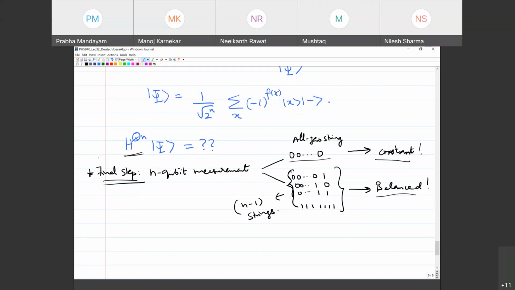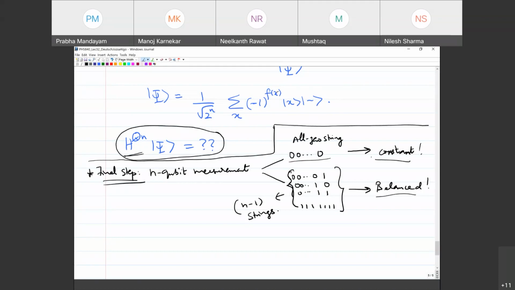But we have to complete this discussion, and we'll do that on Monday, where I'll expand this out. We'll try to understand how it happens that if it's constant, it's all zero, and if it's balanced, it is not the all zero string. It is one of the other strings. I hope the logic is clear, and let us stop here.